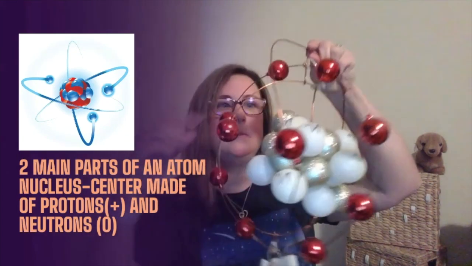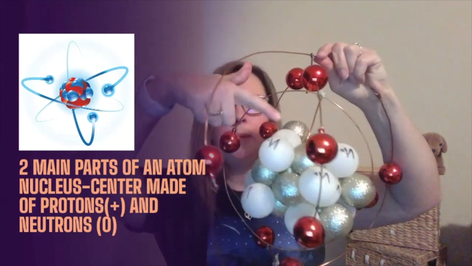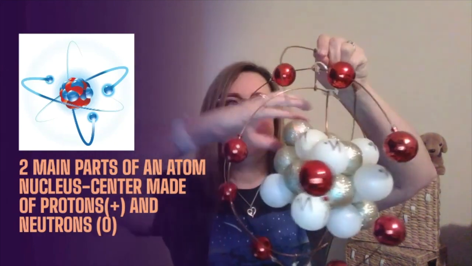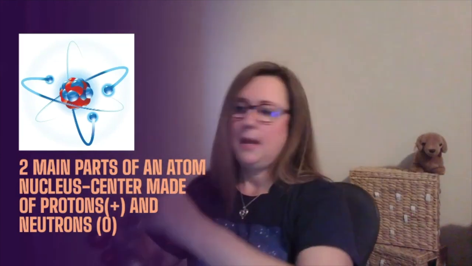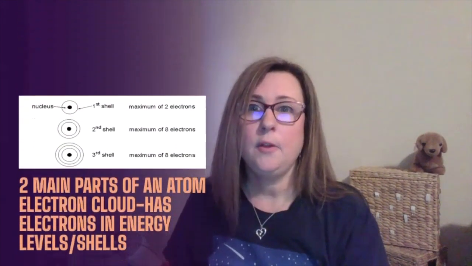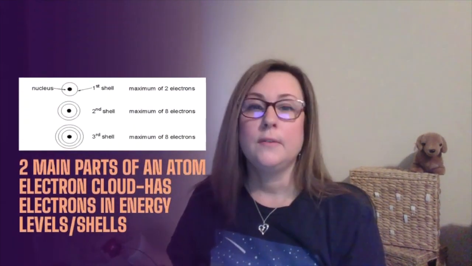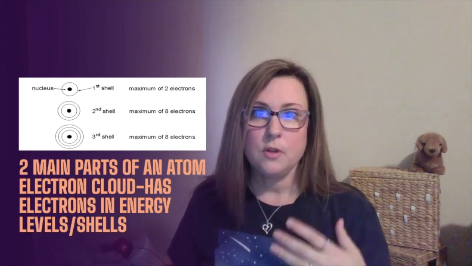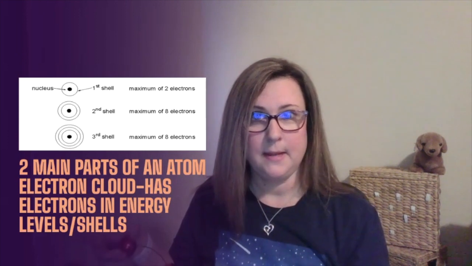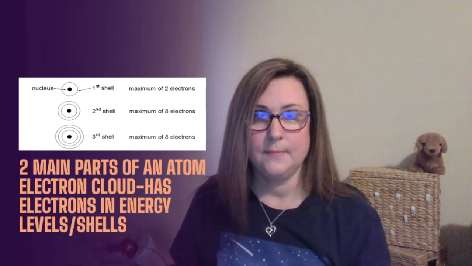In the 3D model, my white and my gold spheres that are in the center, this is my nucleus, okay? It's made up of protons and neutrons, and it's always the center of the atom. So that's one main part of the atom, and it holds 2 subatomic particles. The other part of the atom is called the electron cloud, okay? So the electron cloud, kind of gives you a hint by the name, has the electrons in it.